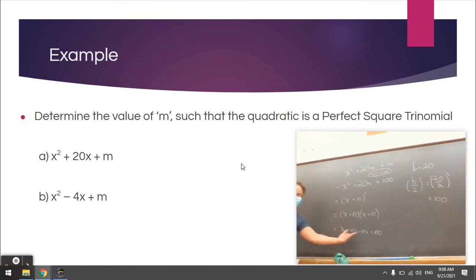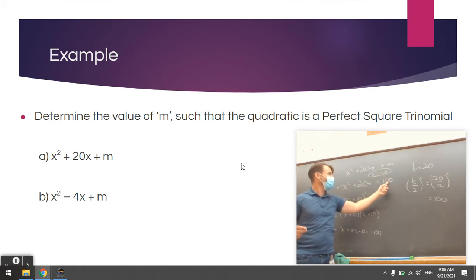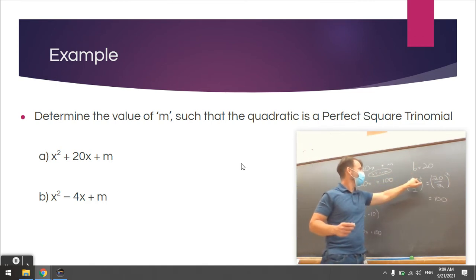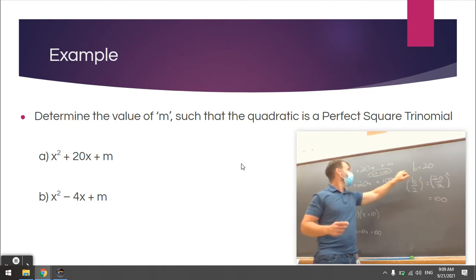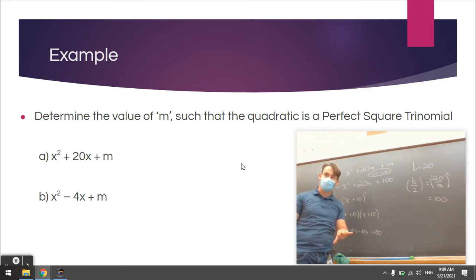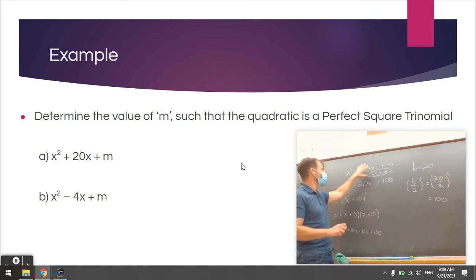Okay? Add those together, recreates this 20x. All right? So when we let m equal 100, we created a perfect square, something we could write this way. The way we found m was we took half of this and squared it. Half of the 20x? Half of the 20. Half of the coefficient of x, not half of 20x, because that would be 10x. And then when we squared that, it'd be 100x squared. We don't want to include the x there, just the coefficient.